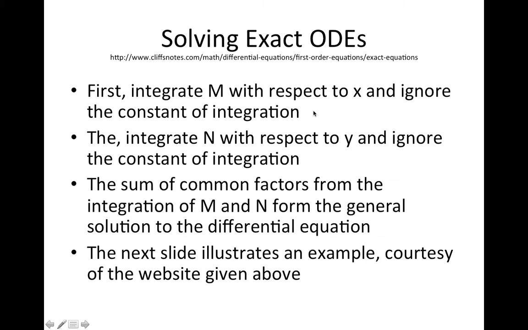If we now take all of the factors that come out of the first integration and all of the factors that come out of the second integration, and we combine those and sum them together, then that basically forms a general solution to the differential equation. We set that general solution equal to a constant, and that forms our family of solutions.